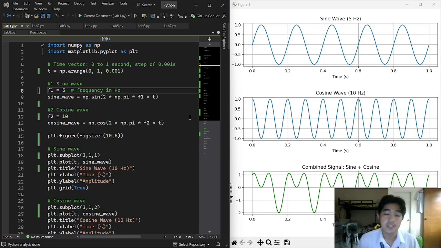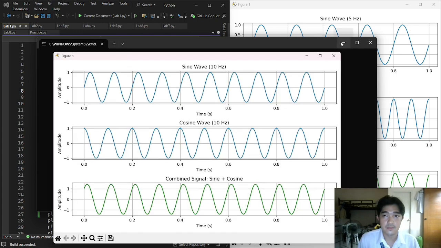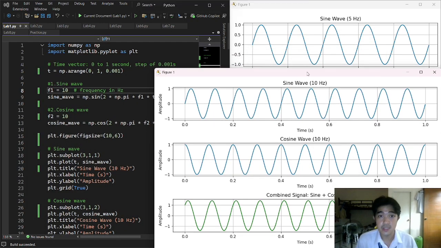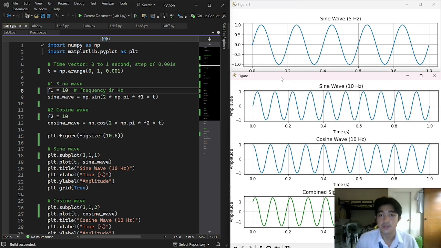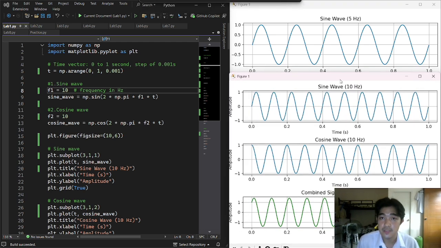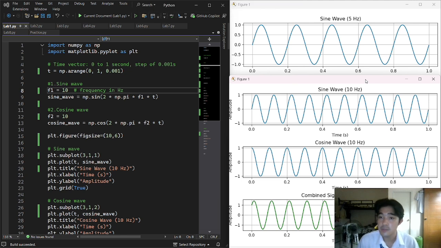Now let's try to change the frequency of the sine wave to 10 Hz. As you can see, running the code, the sine wave with the frequency of 10 Hz has more waves, and the waves appear to be more compressed than the sine wave with 5 Hz. This happens because frequency controls how many times a signal repeats per second.